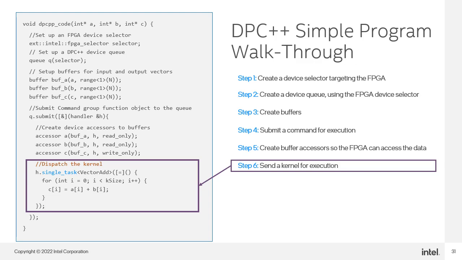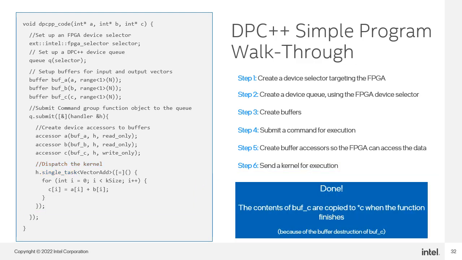The code inside of the curly braces, which is the kernel, becomes part of the FPGA design and will be handed off to the FPGA for execution. Note that you can have multiple kernel scopes inside your program. That about wraps up the fundamental steps required to write your DPC++ program.